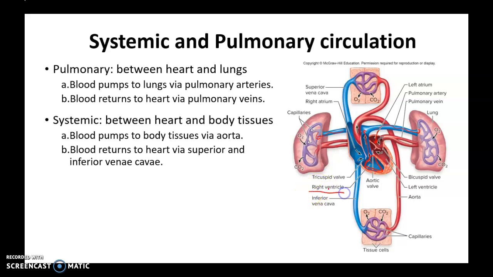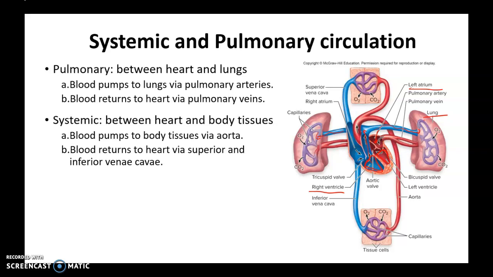Right ventricle to lungs, back into the left atrium. Pulmonary circuit, or pulmonary circulation. Then, again, listen to me carefully. The left atrium receives oxygenated blood. From the left atrium, blood moves into the left ventricle, which is this chamber right here.